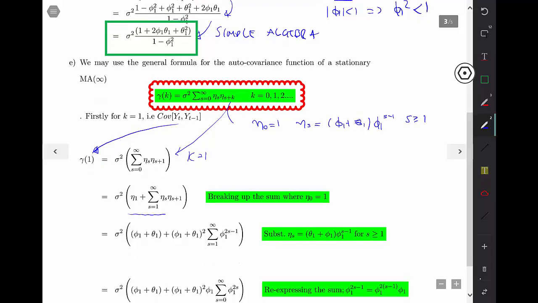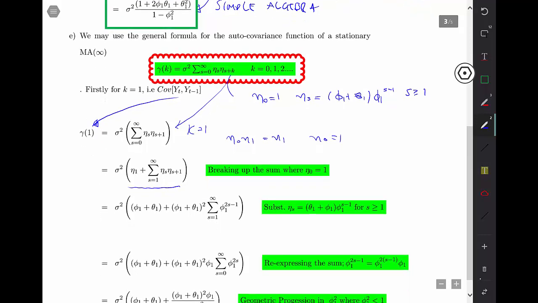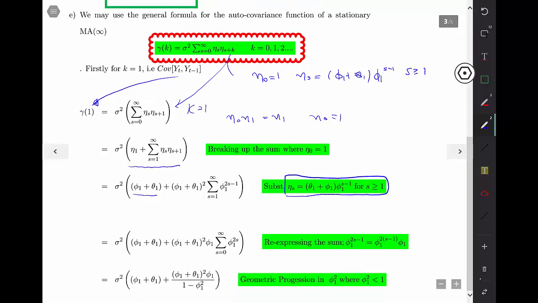Breaking up the sum again, we're going to get this here. At s equals 0, we get ψ0 ψ1, which just equals ψ1, because ψ0 equals 1. Okay, so we've broken up the sum. Then we know that ψ1 equals φ1 plus θ1, just from here. And then we can plug in, as we've done before, ψs for s greater than or equal to 1, so we get this thing squared. Now we need to work out, what's ψ(s+1)? Just to be clear, we're going from here now down to here.